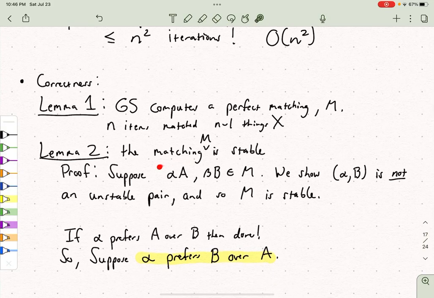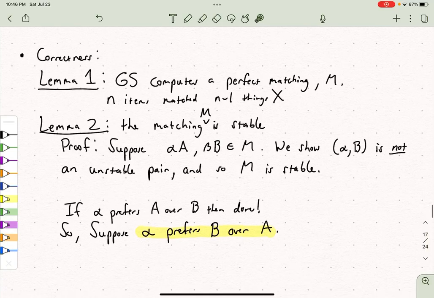Well, let's consider some alpha A and beta B. We want to show that alpha beta is not an unstable pair. And so if all pairs are not unstable, the whole matching is stable. So let's assume first that alpha prefers A over B. If alpha does prefer A over B, then we're done. It is stable. Alpha would not reject A for B because alpha likes A. It has no reason to leave A to go to B.